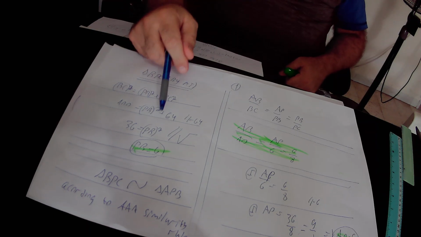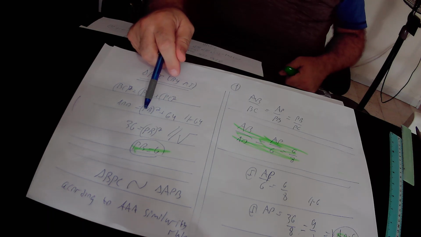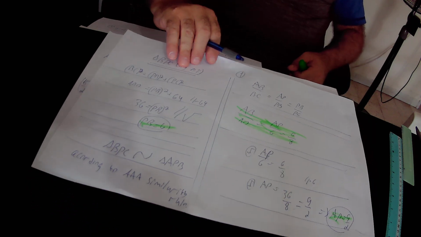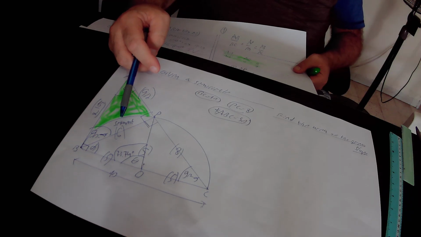Here we take the square root of this equation and finally find that the missing side BP, or PB, is equal to the square root of 36, that is 6. So actually, this missing side BP is equal to 6 units in length.